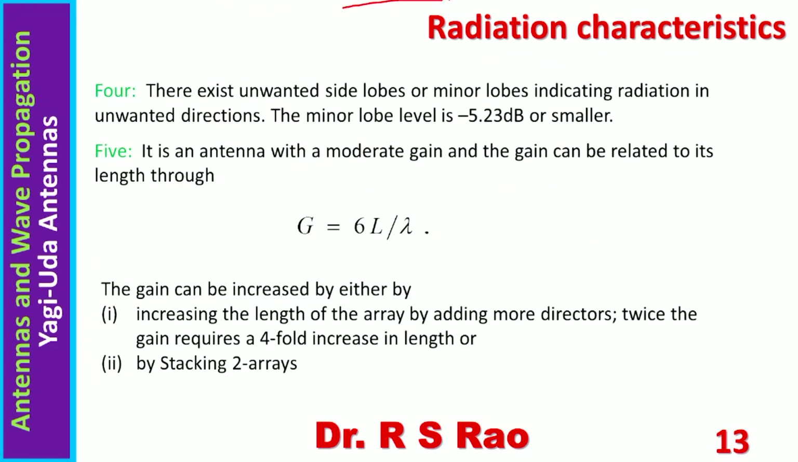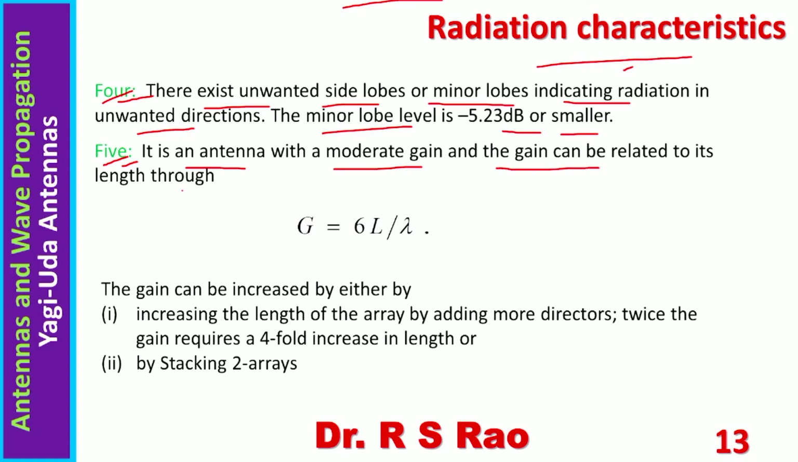Some more points regarding radiation characteristics. Fourth point, there exist unwanted side lobes or minor lobes indicating radiation in unwanted directions. The minor lobe level is minus 5.23 dB or smaller. Fifth point, it is an antenna with moderate gain, and the gain can be related to its length through 6L by lambda. L is length.